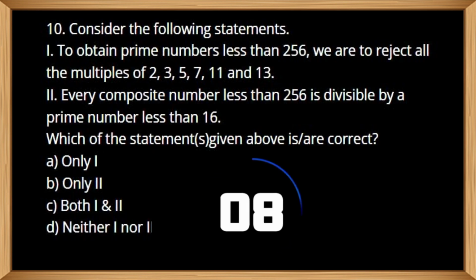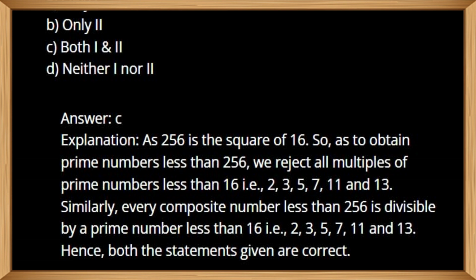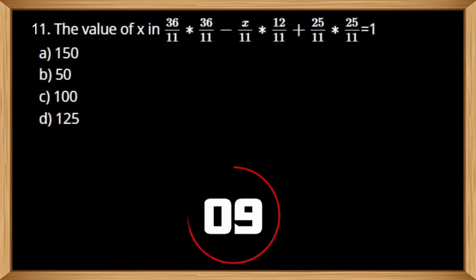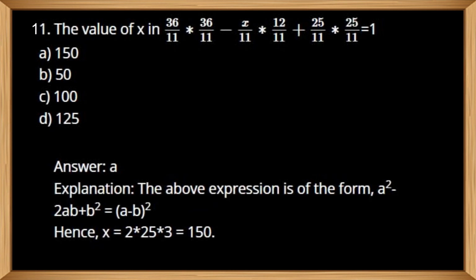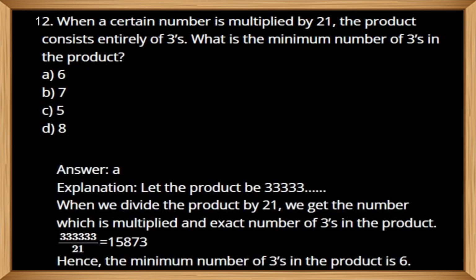Consider the following statements. Which of the statements above is correct? Option C both 1 and 2. The value of x in this equation. Option A 150. When a certain number is multiplied by 21, the product consists entirely of 3s. What is the minimum number of 3s in the product? Option A 6.